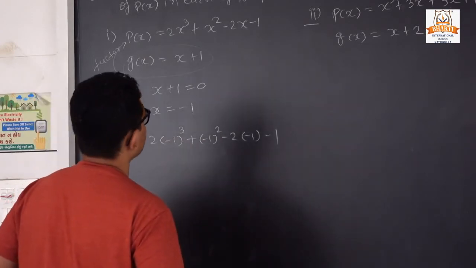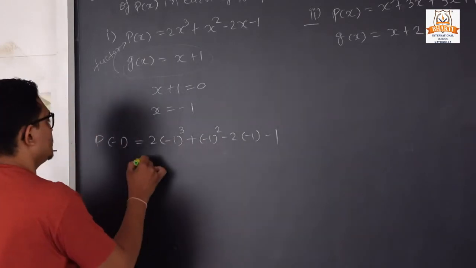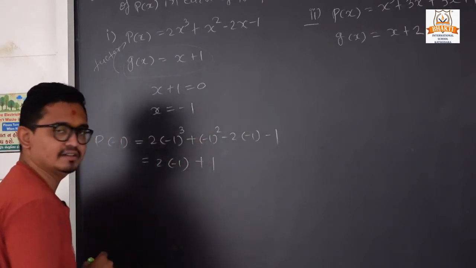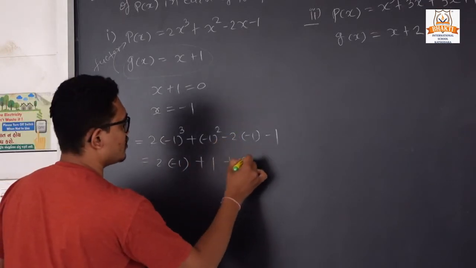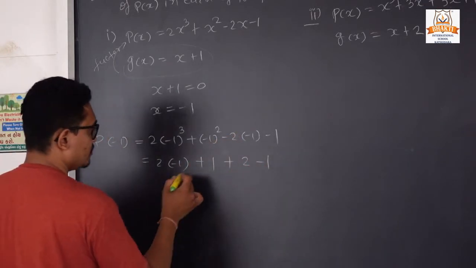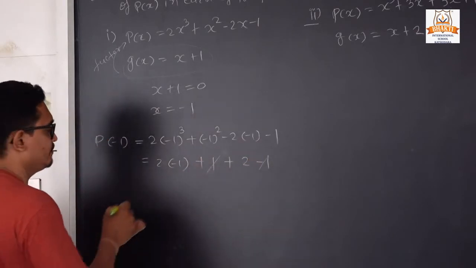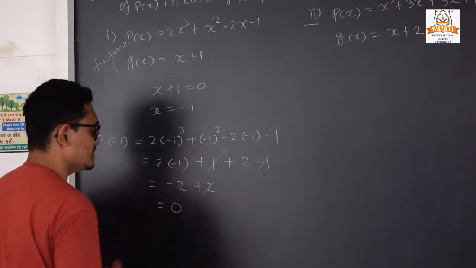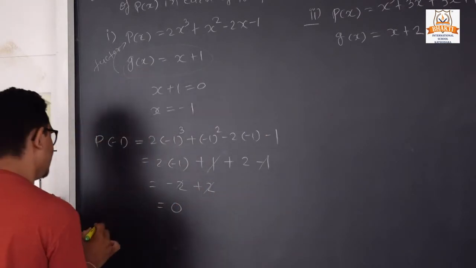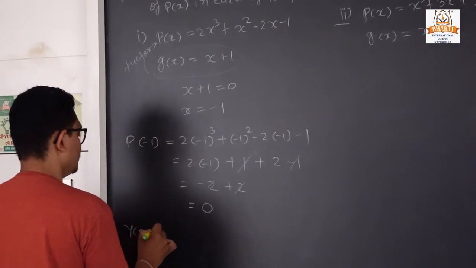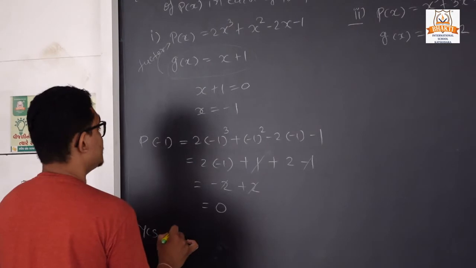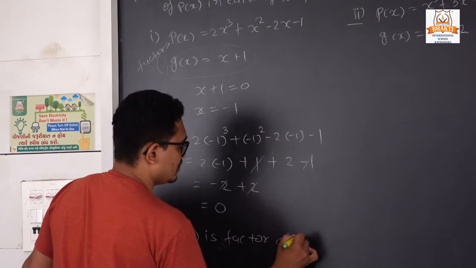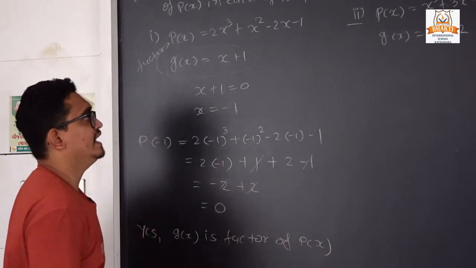So p of minus 1 is equal to (−1)³ − (−1)² − (−1), we can write it like that. Next, now minus 1 cubed will be minus 1, squared it will be plus 1, minus minus plus, so 2 ones are 2. Now plus 1 minus 1 both cancel, 2 ones are minus 2 and plus 2. Once again these both cancel, the answer is 0. So if the answer is 0, what can we say? Yes, g of x is a factor of p of x.